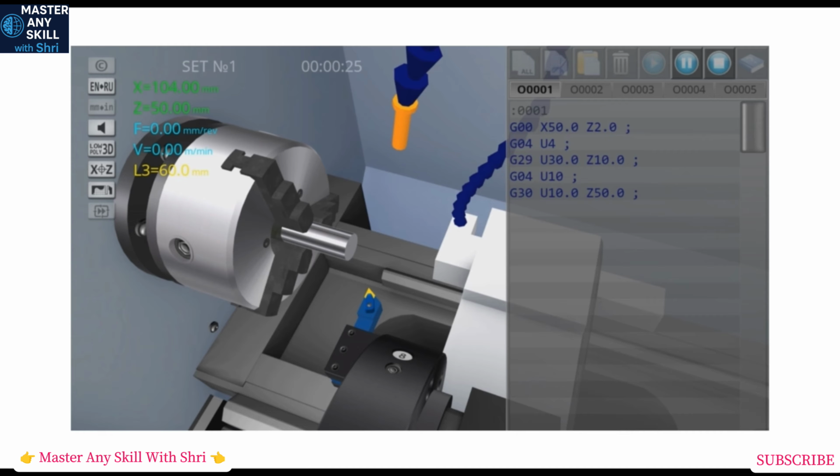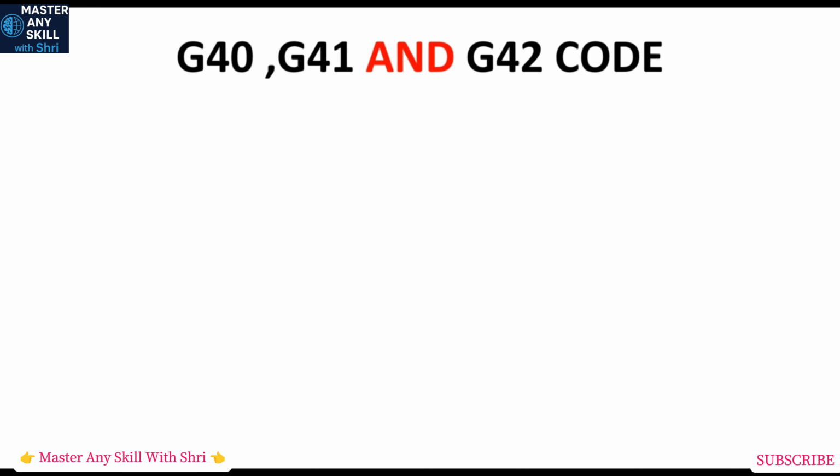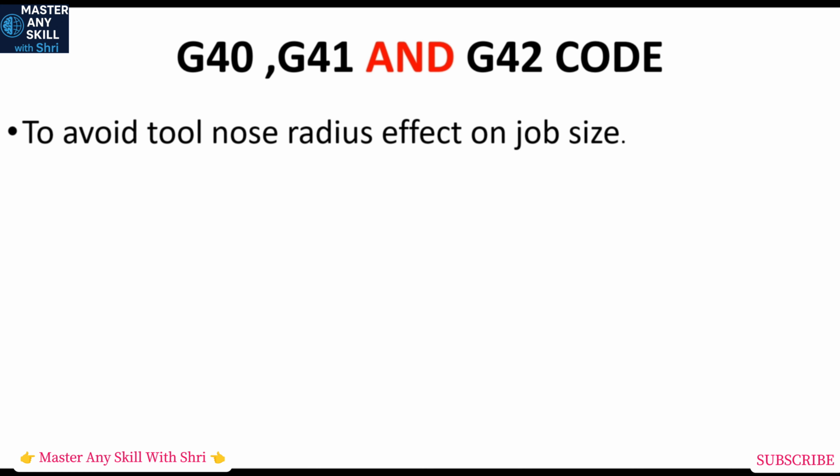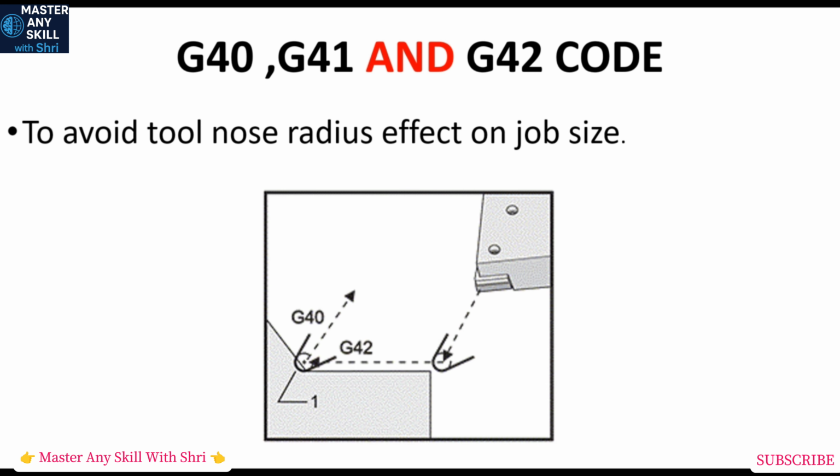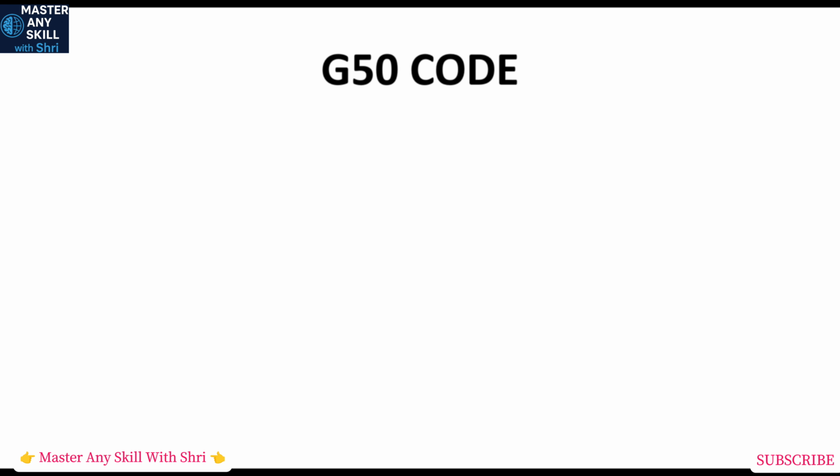So if your job has only one or two operations like chamfer or radius, at that time you can use G29 or G30 to create a new reference position. But it's preferred to use G28 for tool reference. Our next codes are G40, G41 and G42. These are related to insert nose radius effects. We will see this insert nose radius effect in detail in our separate topic. So moving on, our next code is G50.